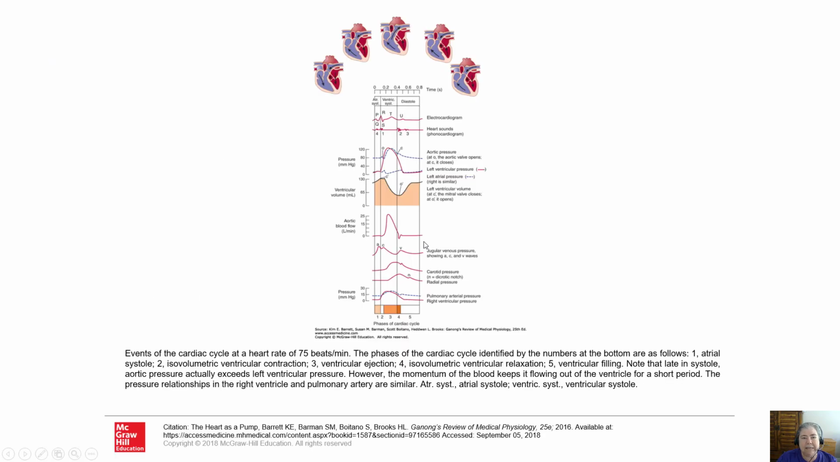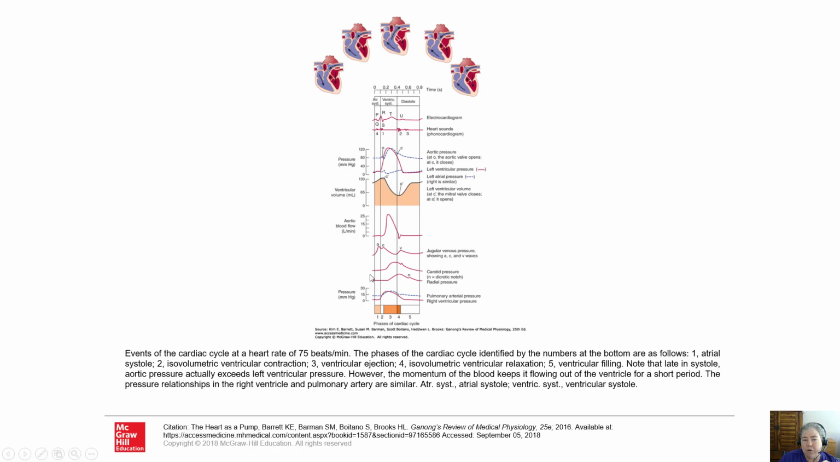This is a kind of busy slide that I'm not going to go through in detail because it's just a Wigger's diagram, right? But it's showing a few more things. This one is showing our electrocardiogram and our heart sounds, our phonocardiogram way up here. It is showing aortic, left ventricular, and left atrial pressures, which we've seen. It's showing ventricular volume, but it's also showing blood flow in the aorta. It's showing pressure in the jugular vein, which we saw earlier, jugular venous pressures.